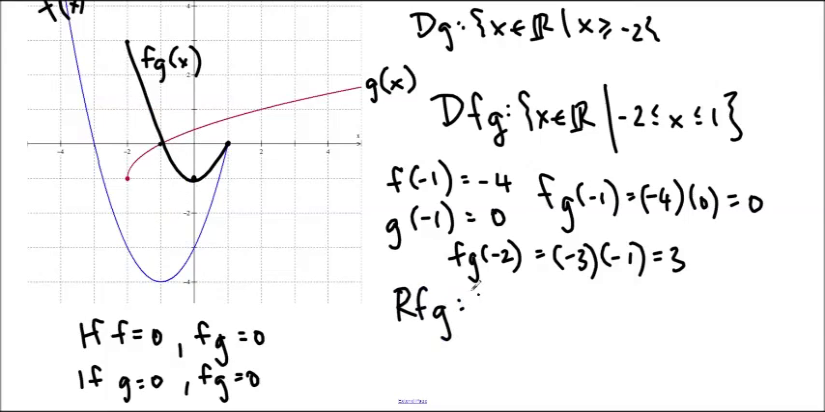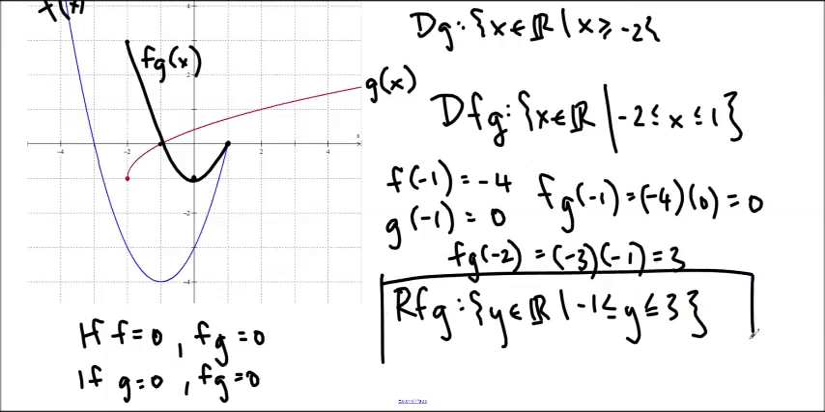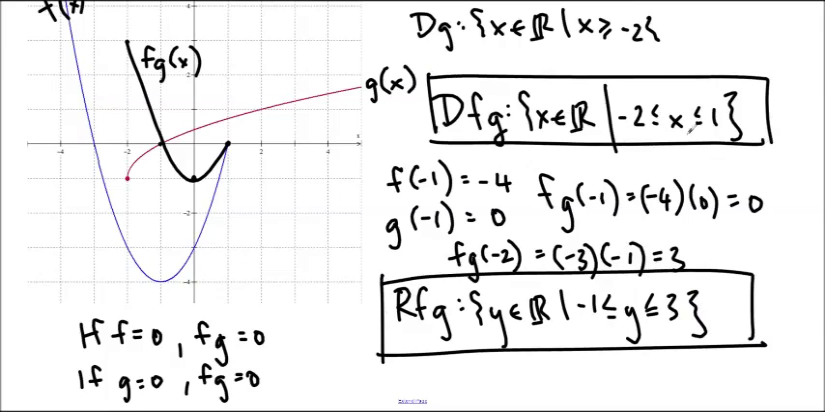The range of fg is about y in R such that -1 is the lowest. You can see it's right here, and the highest is 3. And there you go. So I have found my range. The domain is the easiest thing to find, and I've also found my graph. So that happens if you have a graph, you can find fg.